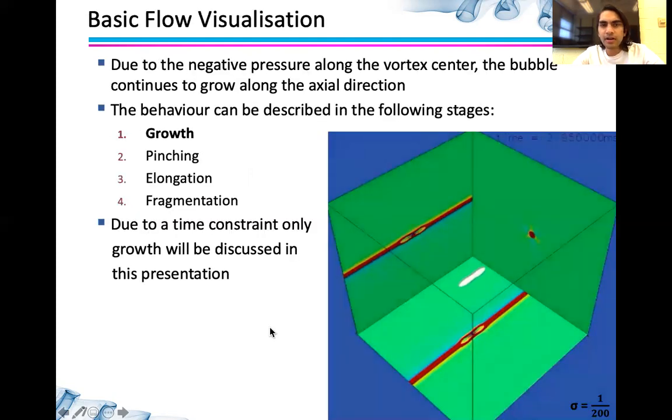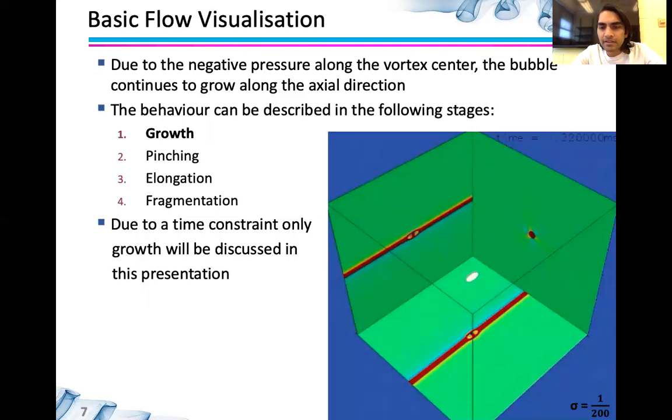To give a brief flow visualization, as mentioned previously, if the circulation velocity of the vortex is high and the circulation and the radius of the vortex is small, we can get negative pressures, and that can elongate and grow the bubble axially.